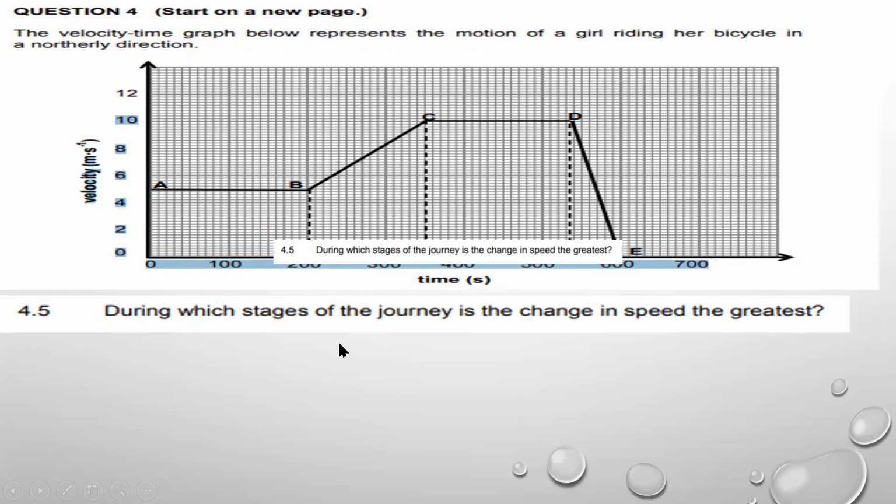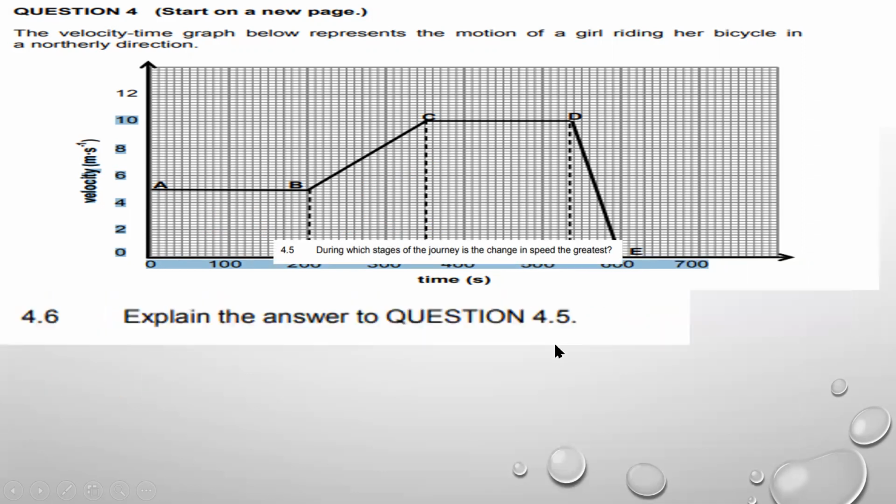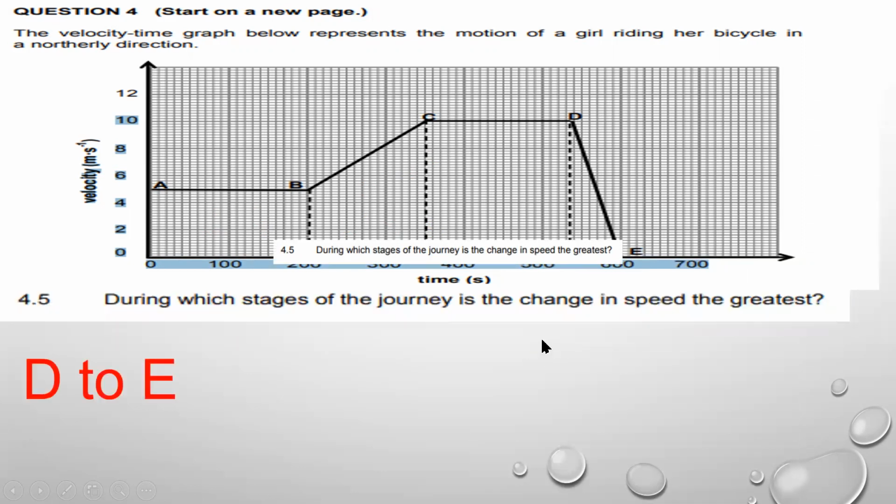Okay, now, which has the greatest change in speed? Greatest change in speed means acceleration. They're asking you, change in velocity is much better. Change in velocity is greatest, so from D to E. From D to E. Why?